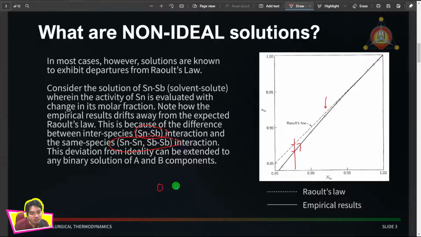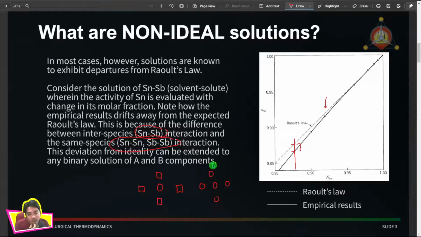So for example, if you have tin and antimony, I'm not sure what their actual sizes are, but let's just say it's like this. So this circle is tin, and this is the antimony. The assumption of the ideal is that regardless if tin is surrounded by antimony or tin is surrounded by tin, their interactions are just the same. That is the assumption of ideal conditions.